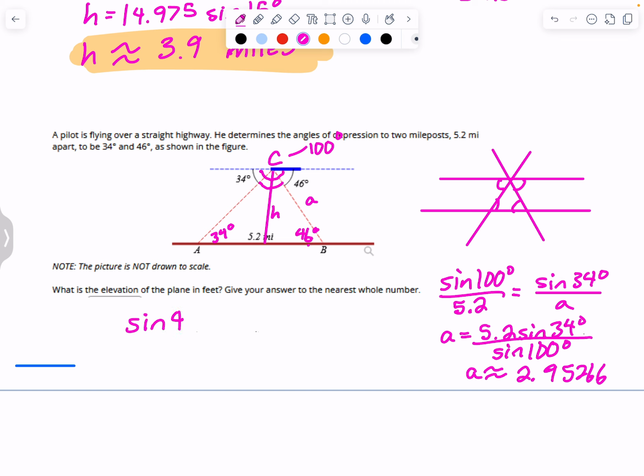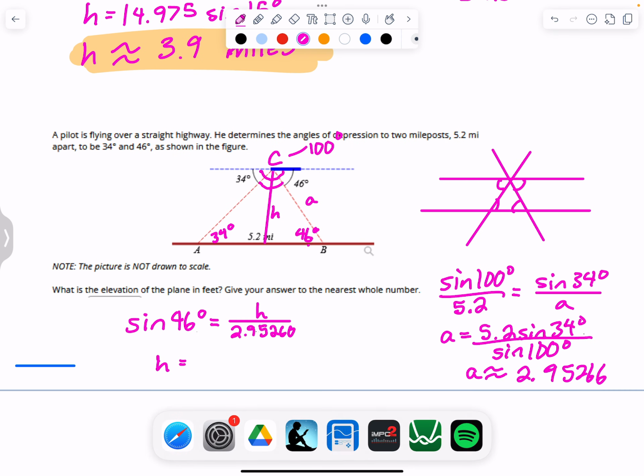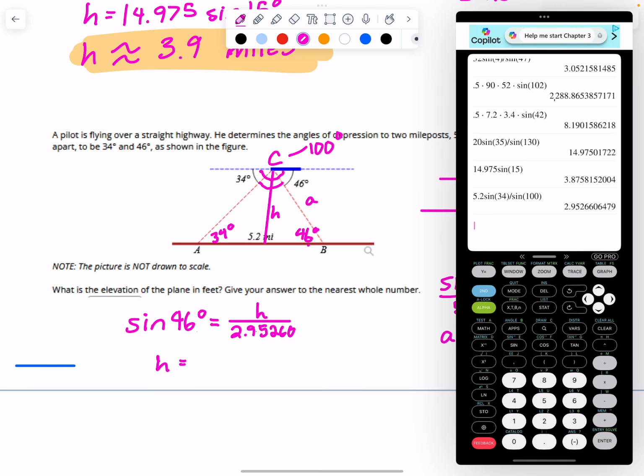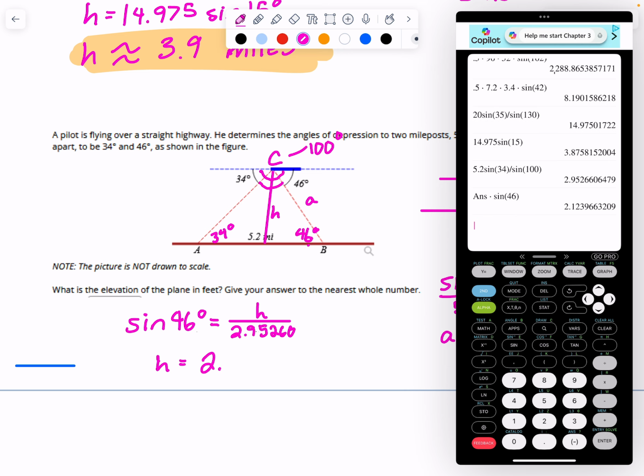Sine of 46 degrees is equal to H, all right? And we don't have H, that's what we're looking for. And then over 2.95266, which means H is just going to be the product of those two numbers. So since I just grabbed that number, I'm just going to take it and times it by sine of 46. Okay, I got about a 2.12.